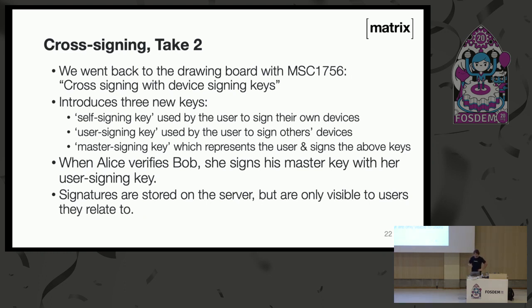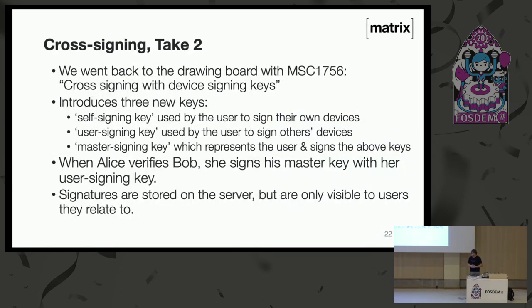Starting over, now MSC 1756, now called cross-signing with device signing keys. Now, this is a massive change to Matrix. For the first time, we have a per-user key. It's no longer per-device keys. In fact, we have three of them. We have the one that you use to sign your own devices, you have one that you use to sign other people's devices, and you have the master key that signs both of those. We've split them up just for hygiene because they do different things. It allows you to rotate them separately, particularly useful to have different trust levels for the different keys.